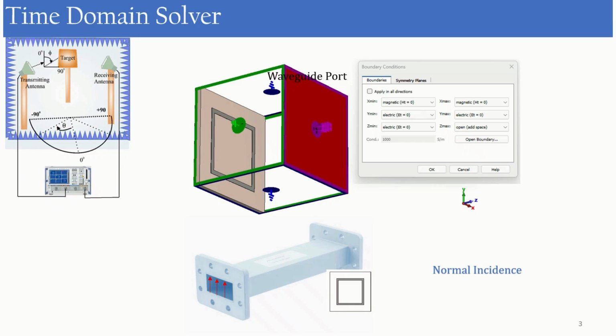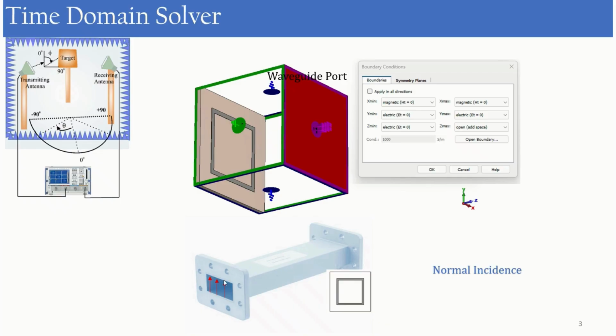In the case of a time domain solver, these are the boundary conditions we are using. That is, it uses electric and magnetic field boundary conditions and a waveguide port. The concept behind this time domain solver is that we are considering this structure to be inserted inside a waveguide. So you can assume that we are going to measure the reflection property and transmission property of a unit cell by inserting it inside a waveguide.